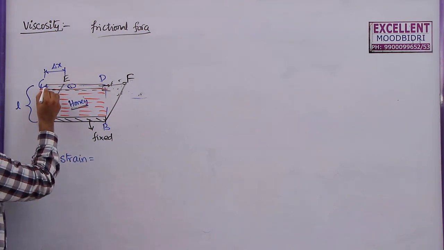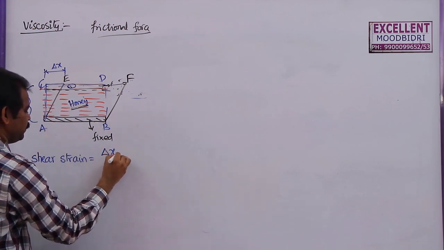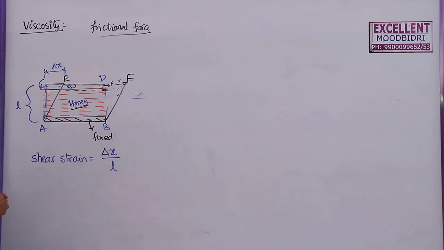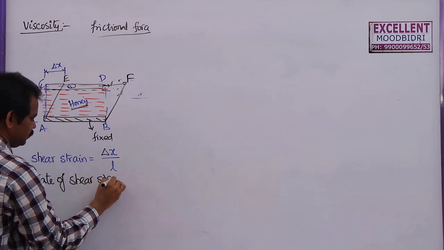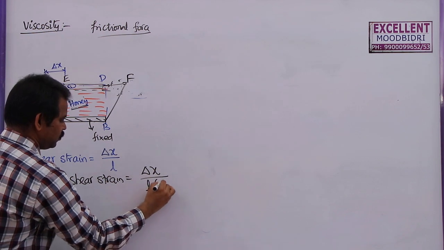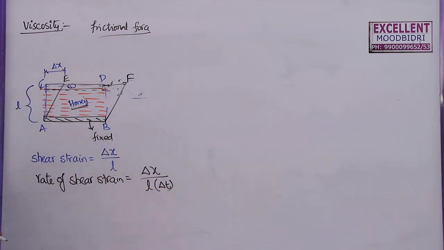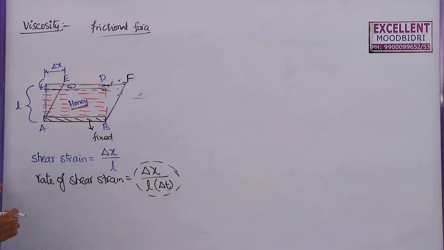It is given by the change in position divided by the height, which is delta x by L. So this is called shear strain. It is found that the rate of shear strain, that is delta x by L into delta t, is directly proportional to the shear force or tangential force acting on it.